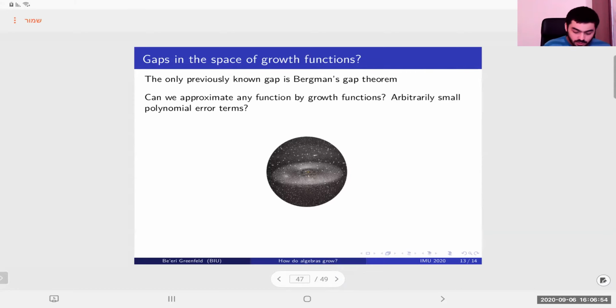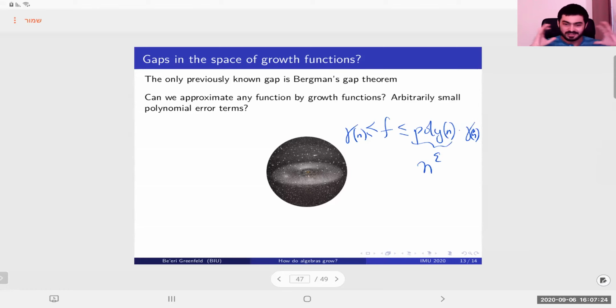So we saw that Bartholdi and Smoktunowicz realized any function as a growth function up to some polynomial factor. Maybe, and this is a question I pose here, maybe for rapid enough functions, we can take this polynomial factor to be arbitrarily small, say n to the epsilon. And this is the picture of the Oort cloud, which is a space dust cloud surrounding the sun. And I think this is somewhat similar to the situation here. You have some kind of cloud of growth functions of algebras around every reasonable, increasing, somewhat multiplicative function.